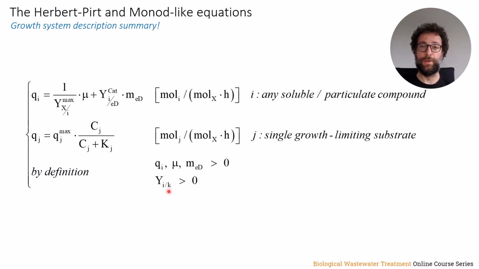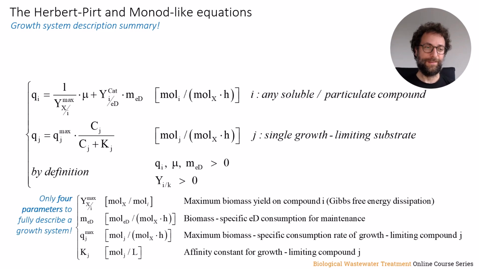all the rates are positive, as well as the stoichiometric yields. Now, in summary, I hope this will be clear, especially at the end of the final exercise where we will bring everything together, is that we only require 4 parameters. One is the stoichiometric parameter and 3 kinetic parameters to fully describe a growth system.